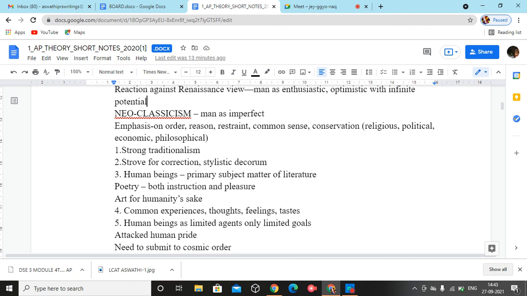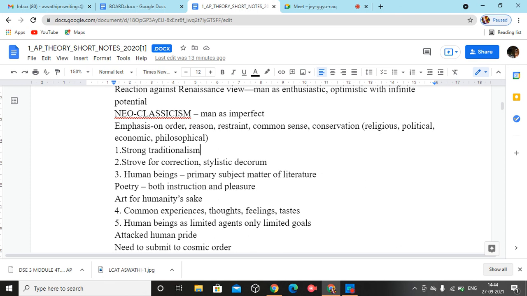There itself you have strong traditionalism. They strictly promote traditionalism. So there itself you know how freedom of expression can be limited or affected. The very first point they talk about is promoting strong traditionalism.